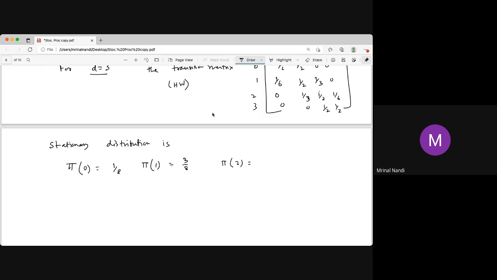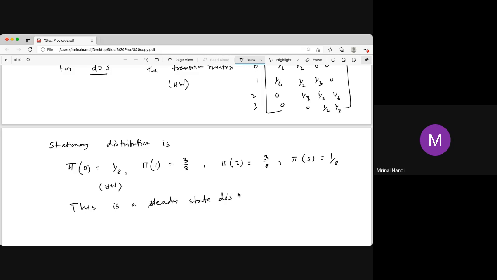You have to first write p0, p1, p2, q1, q2, q3, then write pi 1 over pi 0, pi 2 over pi 1, that ratio of something, and then you find this. So there's a calculation; you just check this. Pi 2 is just 3/8, and pi 3 is 1/8. And now we can check that this is a steady state distribution.